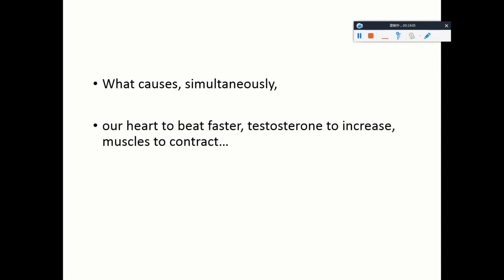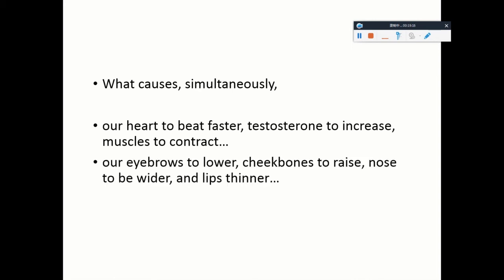So, for example, if I ask you what causes the simultaneous occurrence of the following phenomena, right? What causes our heart to beat fast, testosterone to increase, and the contraction of muscle? At the same time, our eyebrows to lower, our cheekbones to raise, our nose to be wider, and our lips to be thinner. At the same time, what causes us to yell and attack, right?